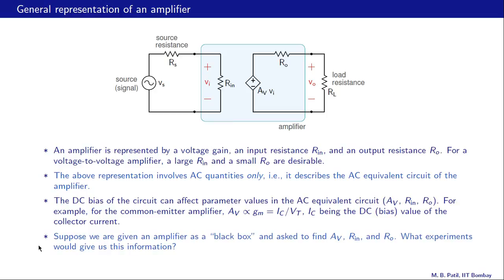Alright, now suppose that we are given an amplifier as a black box, this box here, and we don't know what is inside that box, and we want to find these parameters AV, Rin and Ro. The question we should ask is, what experiments would give us this information? And let us look at that in the next slide, taking these one by one: the voltage gain, the input resistance and the output resistance.